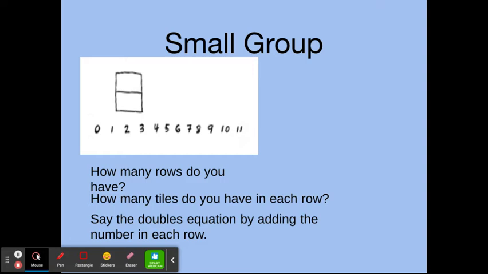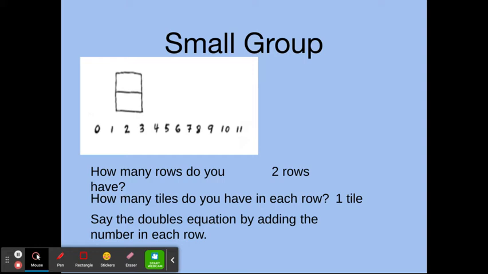How many rows do you have? Just look at the rows. And remember, our rows are horizontal. All right, we have 2 rows. How many tiles are in each row? That should be easy. Count them: 1, 2. So there's 1 tile in each row.